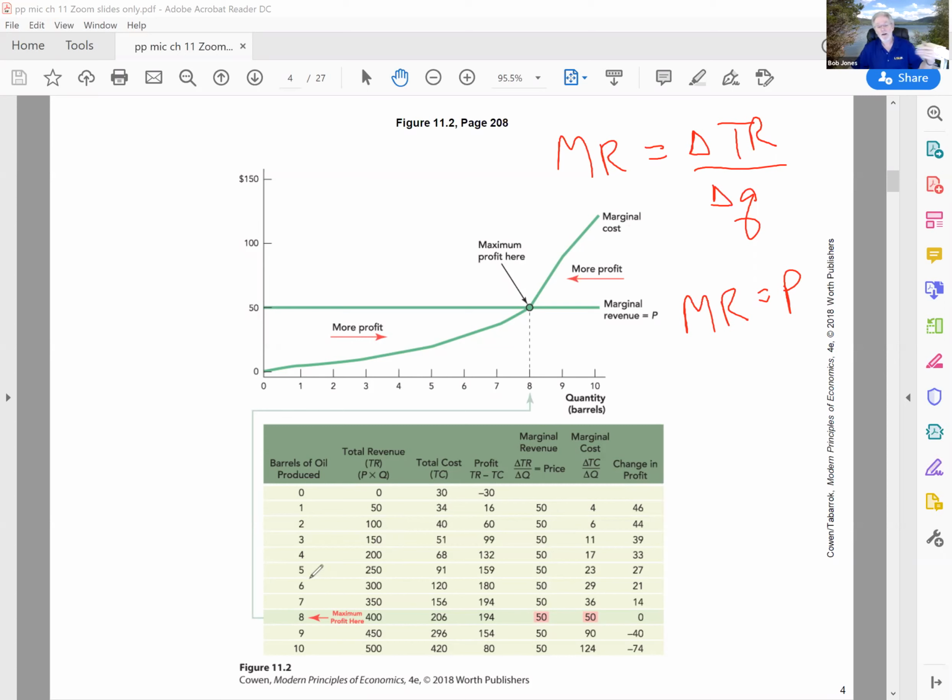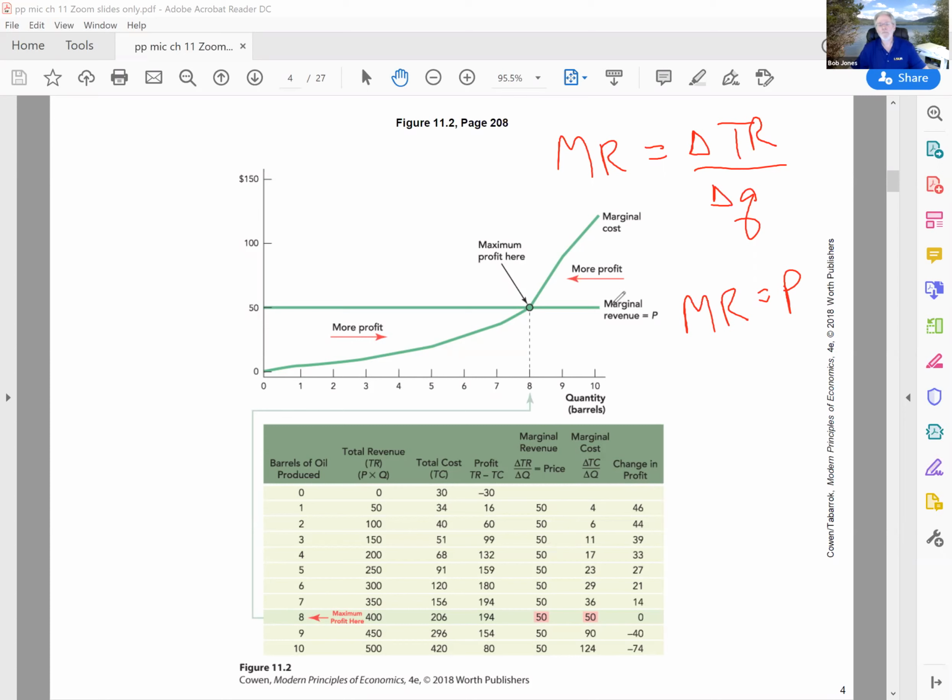Now, if he expanded an exorbitant amount, if he starts producing 8 million, 16 million, if he starts producing so much that he's a significant part of the market, then he would no longer be a price taker and his marginal revenue would no longer be equal to the price. But we're assuming that these firms are price takers and they're going to stay price takers.